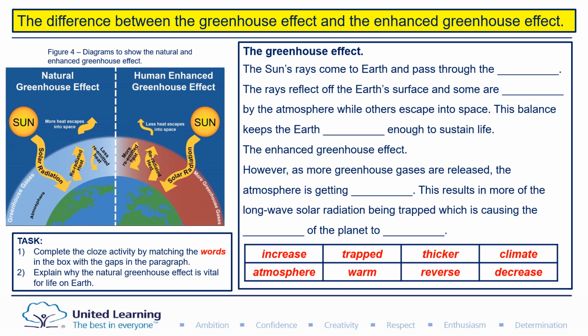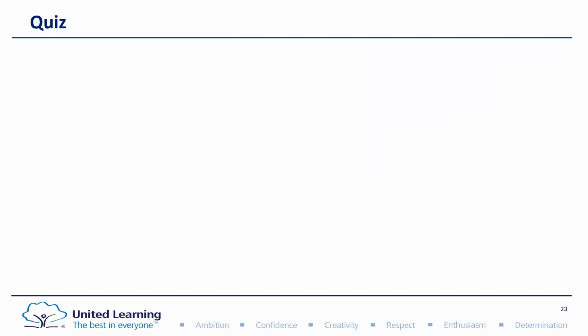Right, brilliant, well done. So what you should have got is the sun rays come to Earth and pass through the atmosphere. The rays reflect off the Earth's surface and some are trapped by the atmosphere while others escape into space. This balance keeps the Earth warm enough to sustain life. The enhanced greenhouse effect. However, as more greenhouse gases are released, the atmosphere is getting thicker. This results in more of the long-wave solar radiation being trapped, which is causing the climate of the planet to increase. Brilliant.